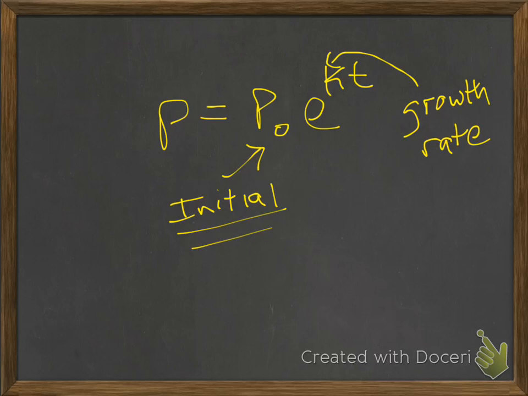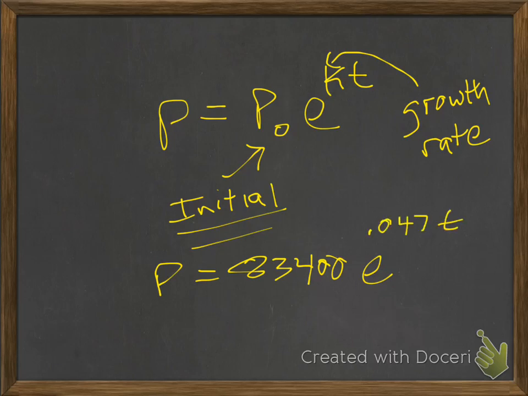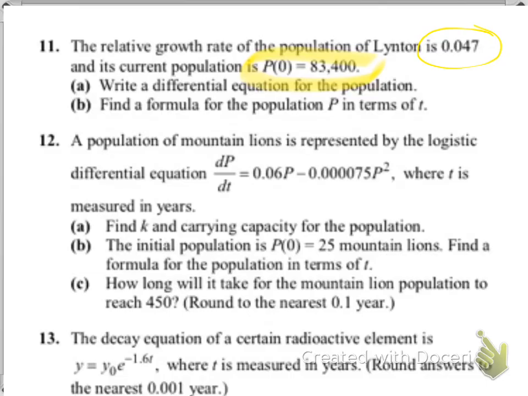So P is 83,400 e to the 0.047 t. I'm bad at remembering numbers when I flip the page. That's our function for population. Totally usable, ready to be banked upon.